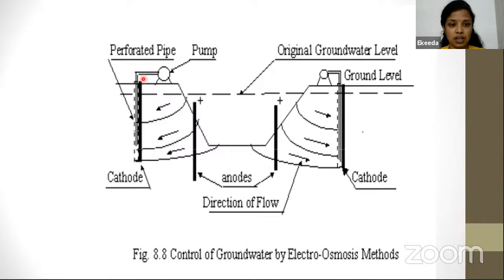In this figure, you can see that this is the slope, and near the slope we are installing the anode, and this is the cathode well in which we can collect water. This is the way in which the water will flow towards the cathode. That is, the water present inside the voids of the soil particles will be moving towards this cathode. See, the direction of flow is towards the cathode.